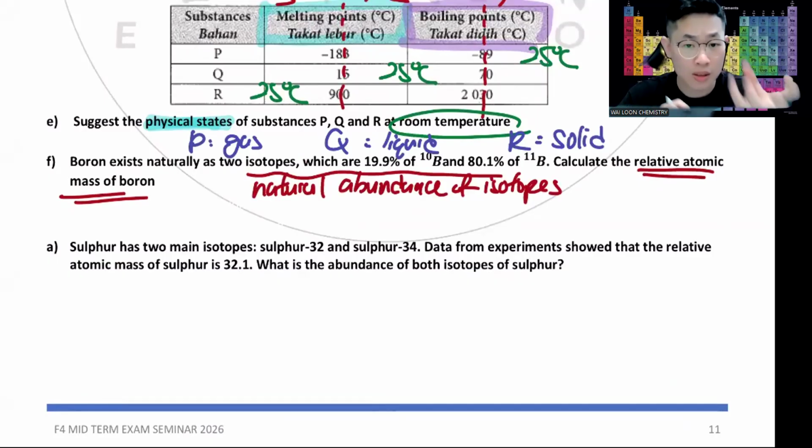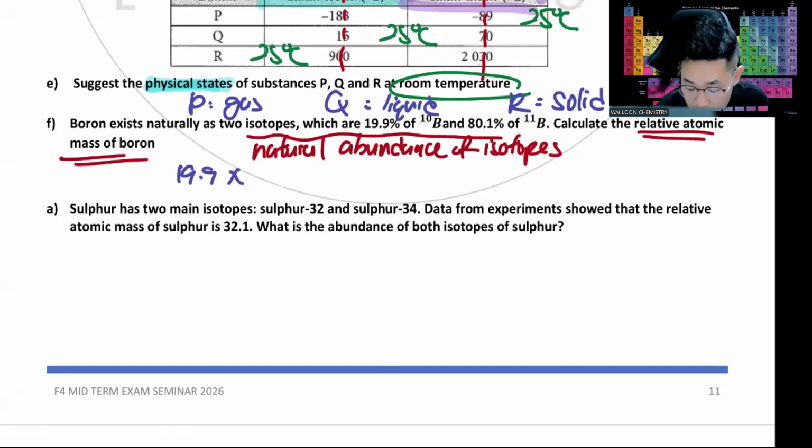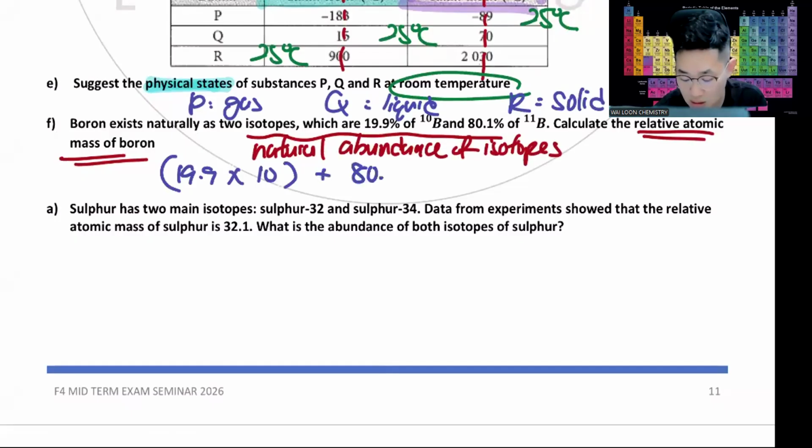When you see this package, percentage of isotope, relative atomic mass, all you have to do is use the 19.9% times 10. 10 is the nucleon number. Nucleon number is the same as relative atomic mass. Just times it. Plus 80.1 times 11. And then divide by total, 100.